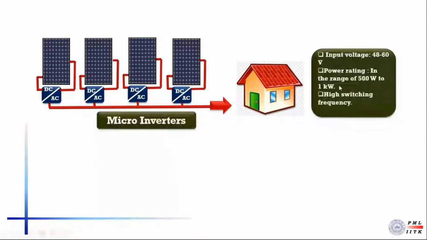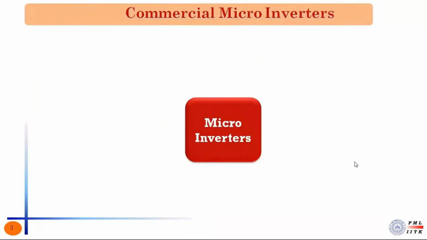Now here are the specifications for a typical microinverter. Here, the input voltage is in the range of 48 to 60 volt, which is low, and these inverters have power rating in the range of 500 watt to 1 kilowatt, and the inverters are generally operated at high switching frequency. Now let's see some of the commercial companies which have been manufacturing microinverters.